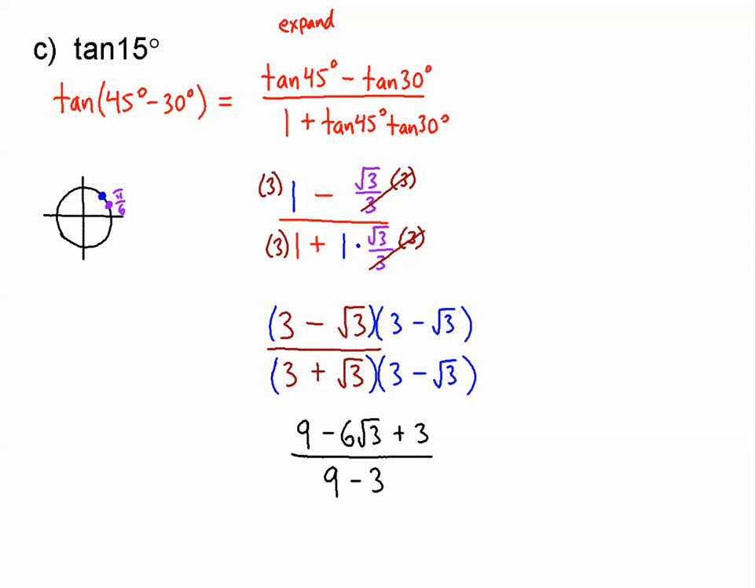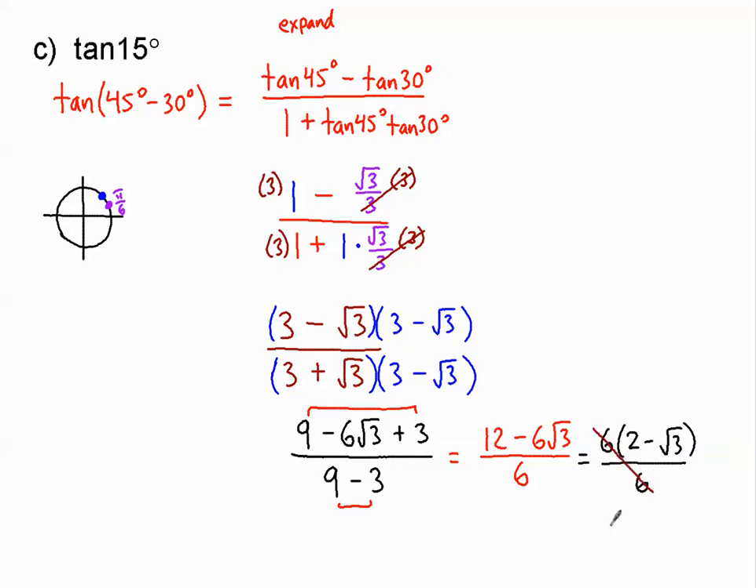Let's clean up our like terms. I've got 9 and 3, that makes 12. I'll do it over here. 12 minus 6 square roots of 3. And in the denominator, of course, I've got 9 minus 3, which is 6. Oh, I'm so close. I see that all parts are divisible, or I can divide everything by 6. So if I pull out a GCF up top of 6, I'm left with 2 minus the square root of 3. And then I can cancel that out as a common factor, and I have my final answer.